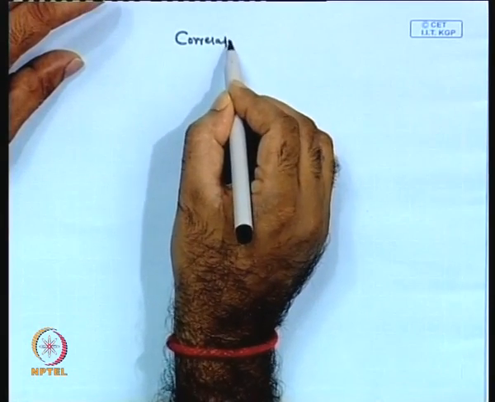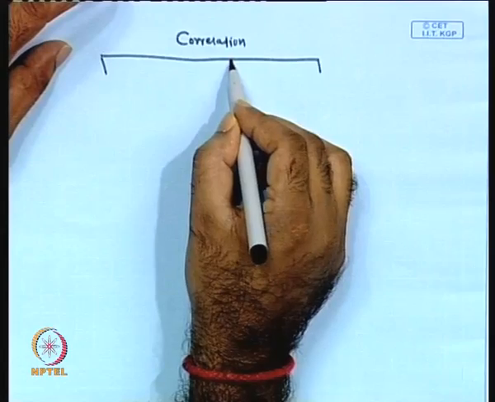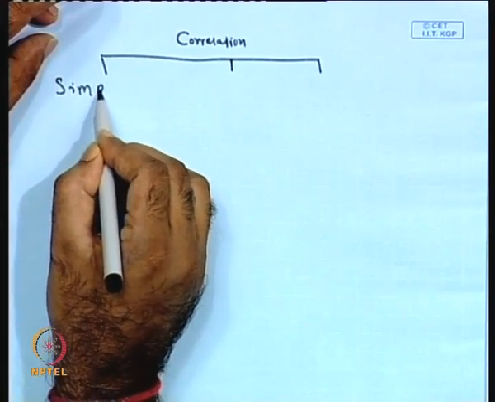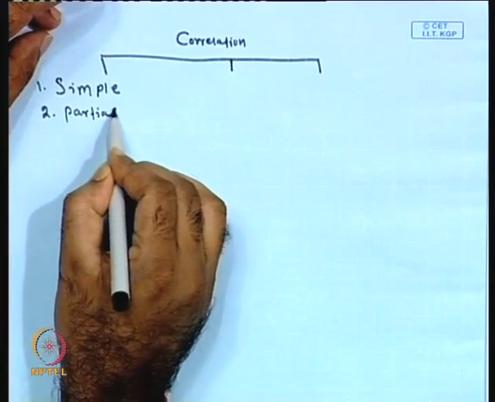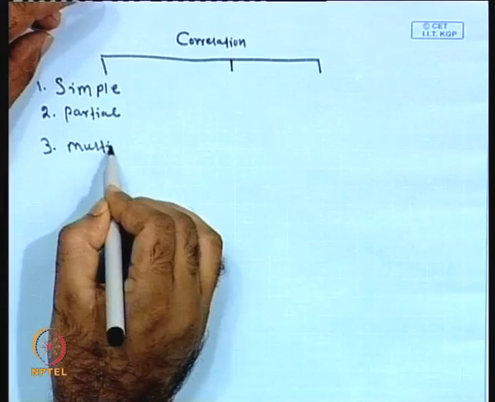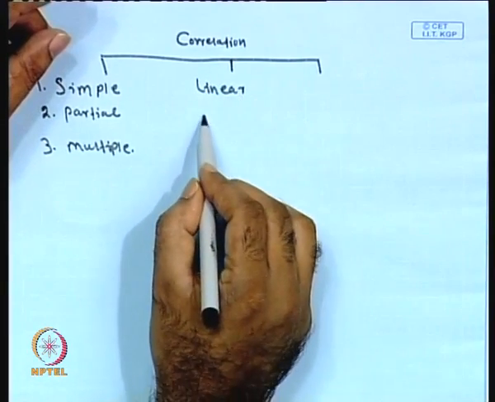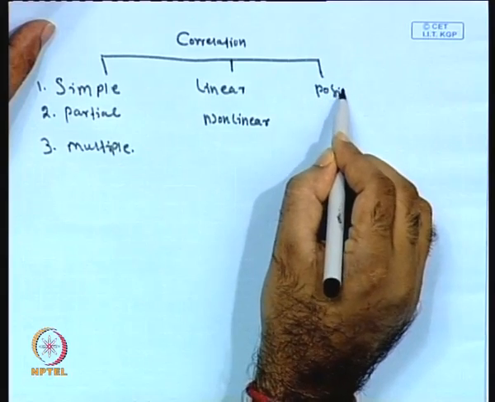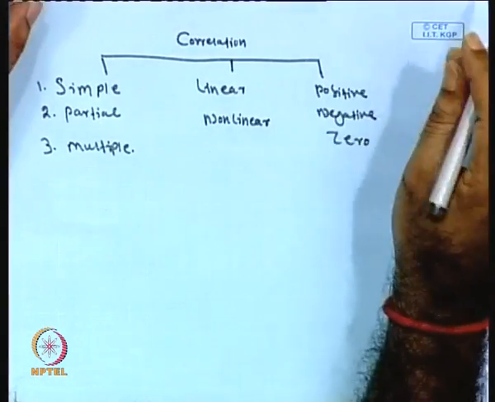So, now I will explain here the detailed structure of correlation. Correlation basically has 3 different formats. The first format represents the simple correlation, then second is called a partial correlation, third is called a multiple correlation. Okay. So, correlation again can be linear and can be non-linear. Okay. Then correlation can be positive, can be negative, or can be 0. Okay.